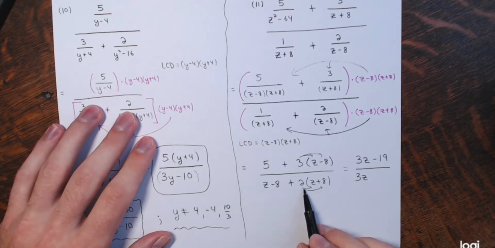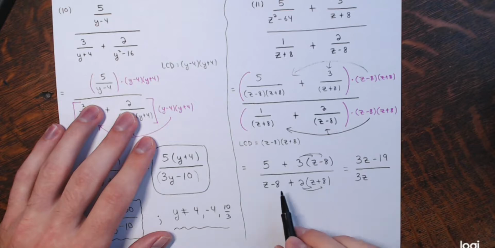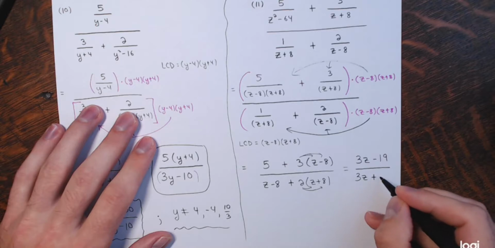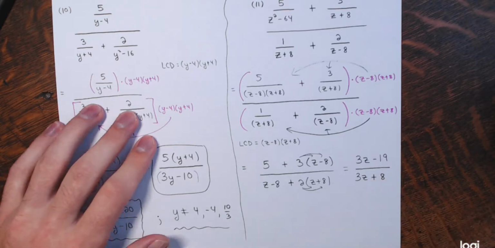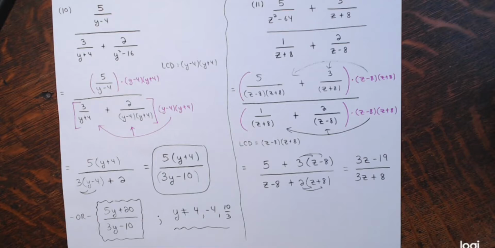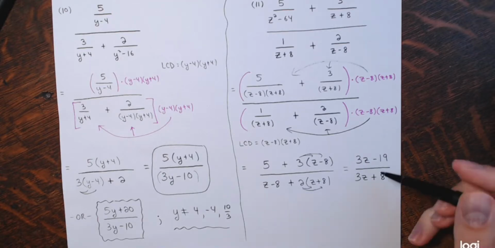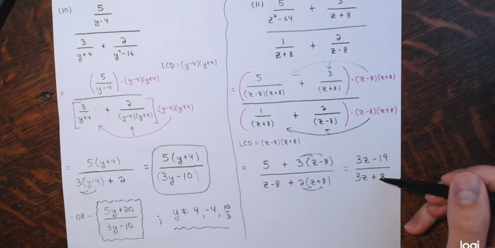And then plus 16 minus 8. Plus 16 minus 8 would be plus 8. So the denominator is 3z plus 8 after simplifying. Alright, now I have what I want. I have a single fraction, one numerator, one denominator.